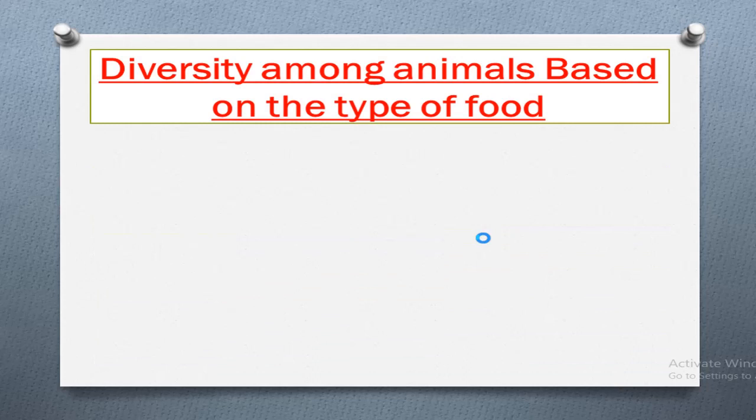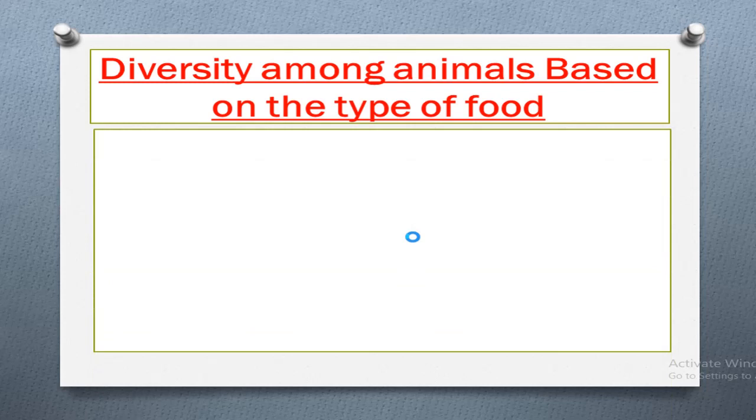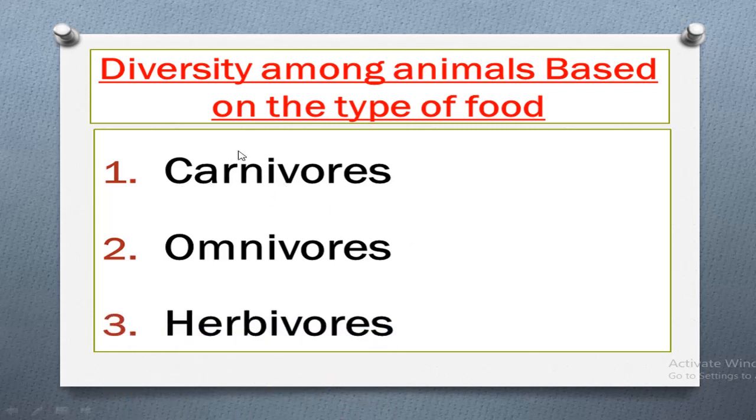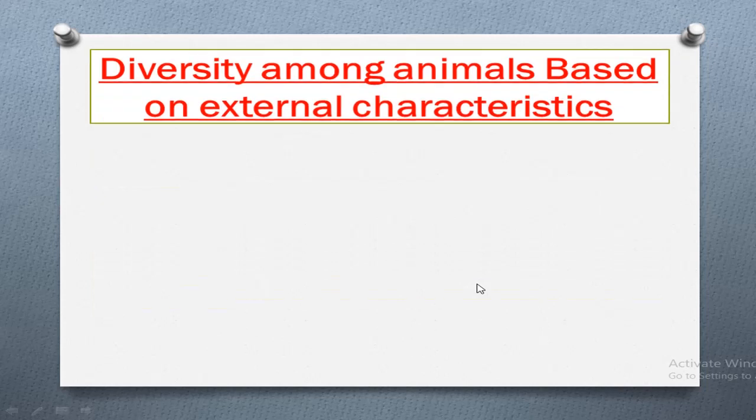Right. Next one. Diversity among animals based on the types of food. According to the types of food, animals can be divided into carnivorous, omnivorous and herbivorous. Carnivorous means animals that depend only on animal materials. Omnivorous means animals that depend on both plant and animal materials. Herbivorous means animals that depend only on plant materials. Right.